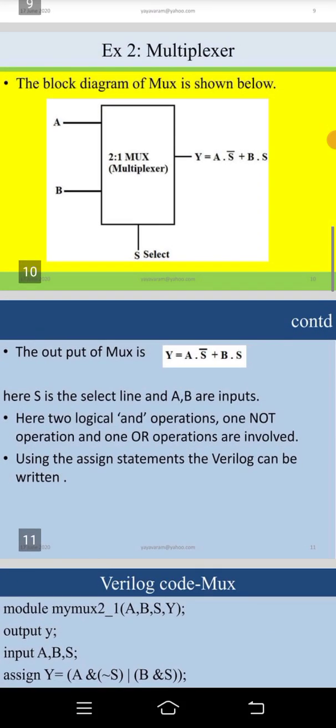Then the output of the MUX is Y is equal to A S complement plus B S. Here S is the select line and A and B are inputs. Here two logical AND operations, one NOT operation and one OR operation are involved. Using the assign statements, the Verilog can be written.